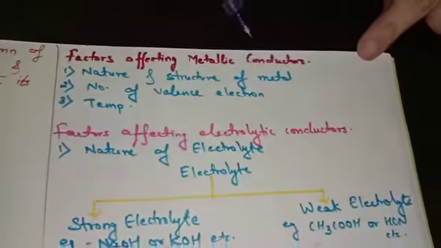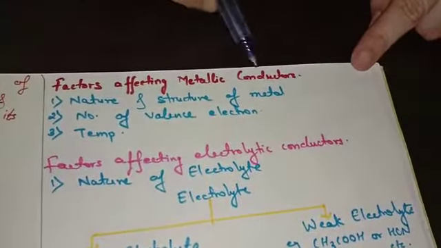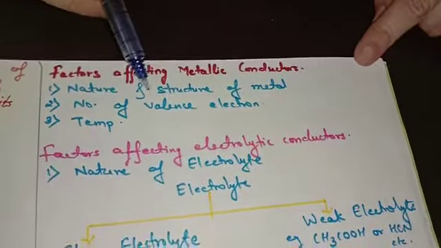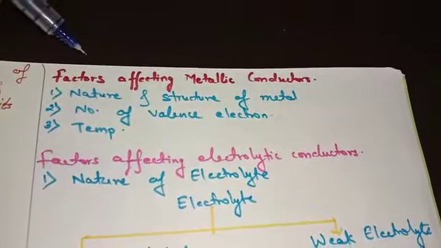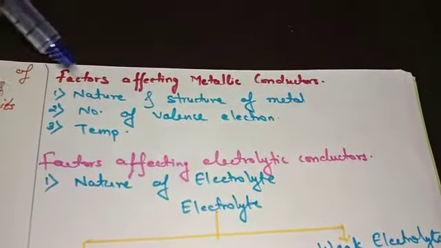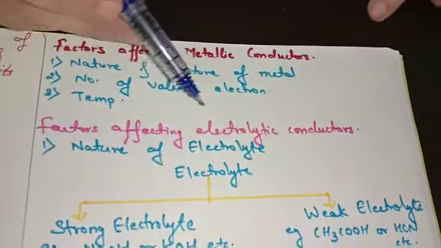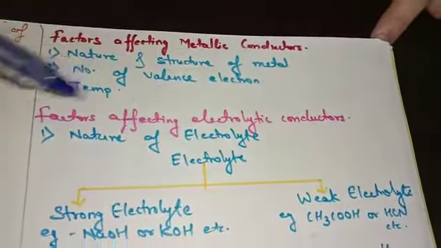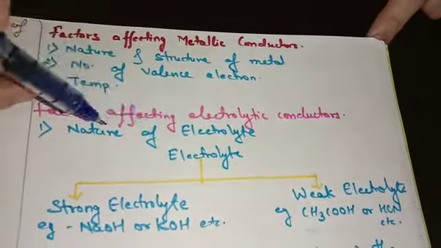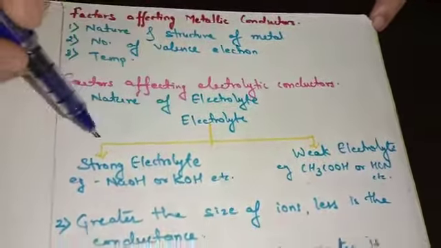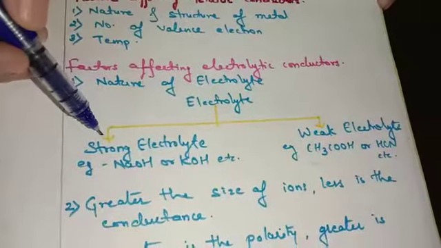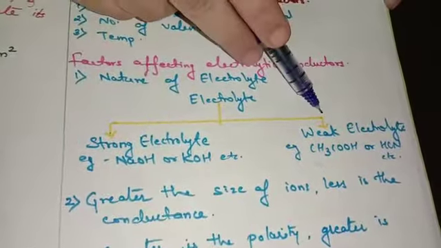Now, coming to the topic, factors affecting metallic conductor. The first will be nature and structure of metal, second will be number of valence electrons, and third will be the temperature. These are the three factors on which the metallic conductor conductivity depends. After that, factors affecting the electrolytic conductor. So, first is the nature of electrolyte, that means what type of electrolyte it is. Electrolyte can be classified under two headings. First is strong electrolyte, second is weak electrolyte.